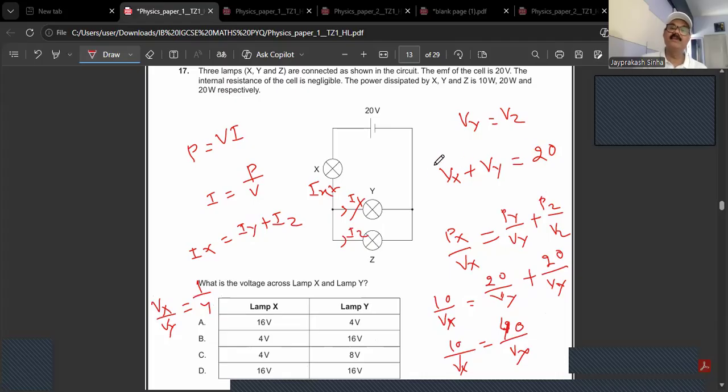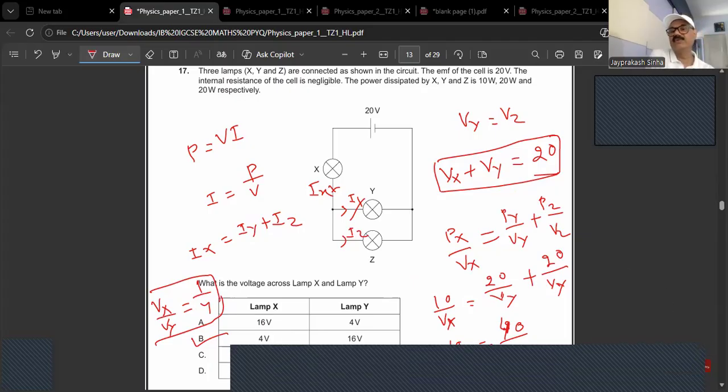And there are two equations. V_x plus V_y is equal to 20, and their ratio should be 1 upon 4. So which option out of these satisfies this condition? V_x is equal to 4 volt and V_y is equal to 16 volt. It will satisfy it because 4 plus 16 is equal to 20, and 4 upon 16 gives 1 by 4. This is satisfied, so B is the correct answer. Okay, now we'll go to the next question.